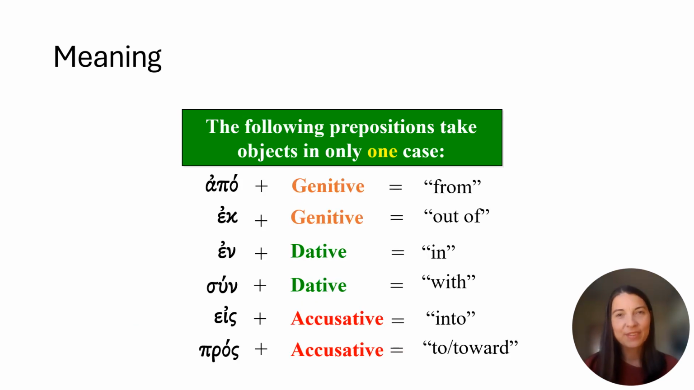Here are the prepositions that mercifully take just one case. Apo you'll find in the genitive, and it means from. Ek in the genitive, and it means out of. En in the dative, it means in. Sun in the dative, and it means with. Eis in the accusative, that means into, and pros in the accusative, meaning to or toward.